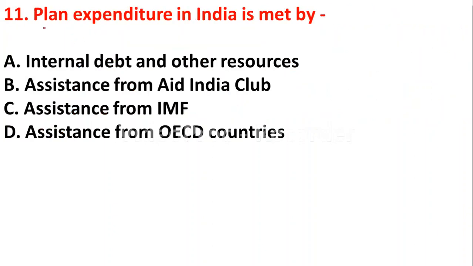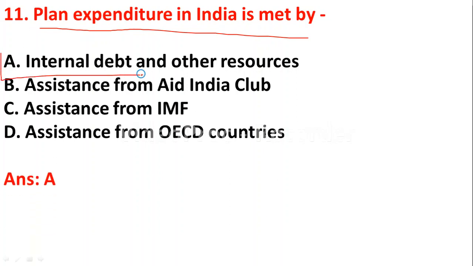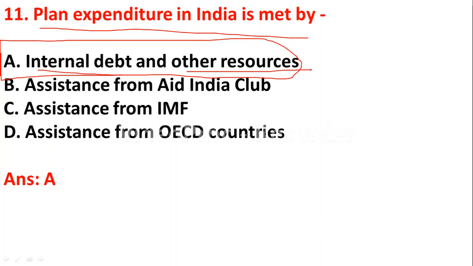Question number 11, plan expenditure in India is met by, option A, internal debt and other resources, option B, assistance from Aid India Club, option C, assistance from IMF, option D, assistance from OECD countries. So plan expenditure in India is met by internal debt and other resources. So option A is the correct answer. Plan expenditure is met by internal debt and other resources.